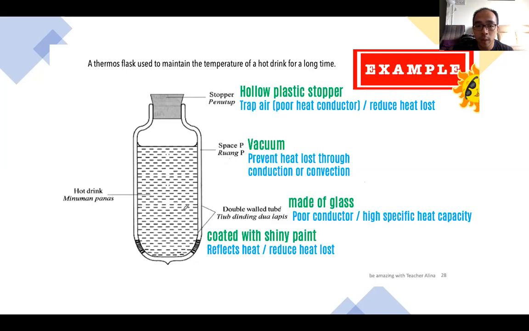Thirdly, we want to have this double walled tube, which is made of glass, okay, or something that is of high specific capacity. High specific capacity means it takes a longer time to cool down. Okay, and of course we coat it with a shiny paint. Like usually tumas kan di dalamnya is besi. Kita nampak macam besi lah. Okay, so that the heat will be reflected. Okay, and it will reduce the heat loss.